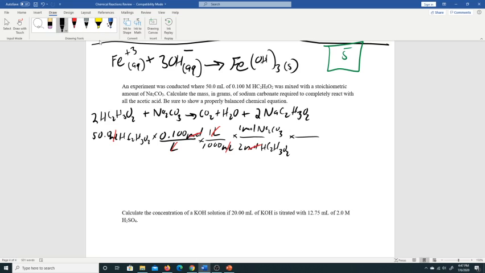Now I need to convert moles of sodium carbonate into grams of sodium carbonate. I need to check the periodic table. Sodium is 22.99. That's sodium times 2 plus 12.01 for carbon plus 16 times 3 for oxygen. Molecular weight of 105.99.